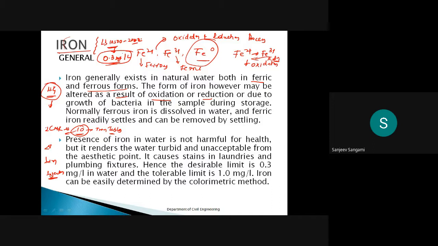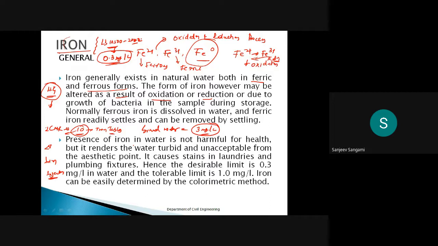Where lateritic soil or lateritic basins are present, you can find more iron content in surface water as well as in groundwater. If you go to the Mangalore belt and similar areas, where there is a lateritic basin, you can find up to 3 milligram per liter in that belt. So you have to reduce it.